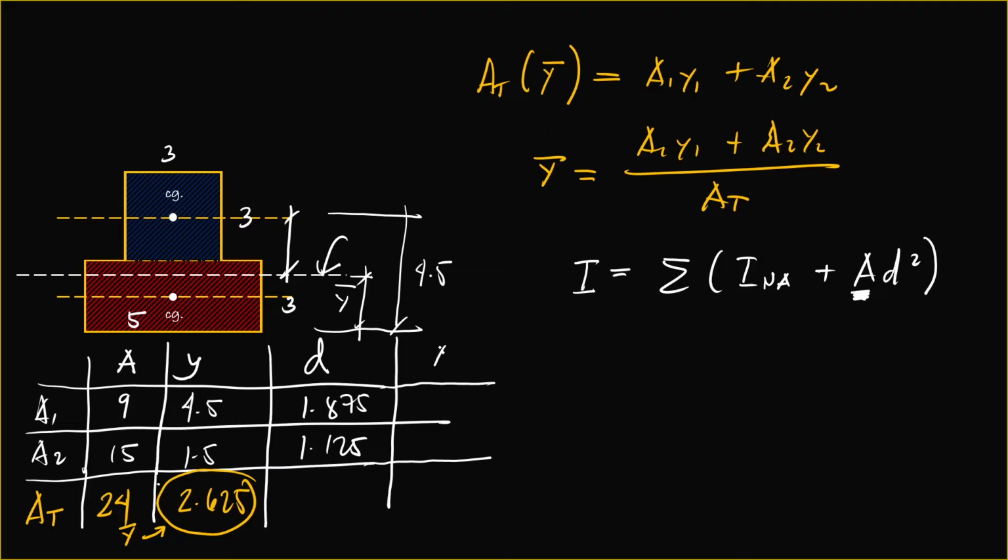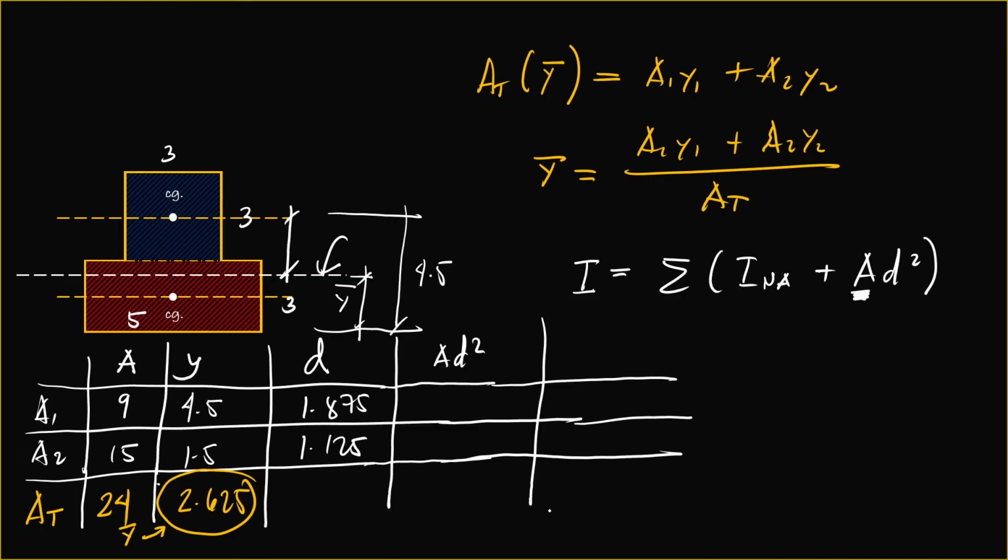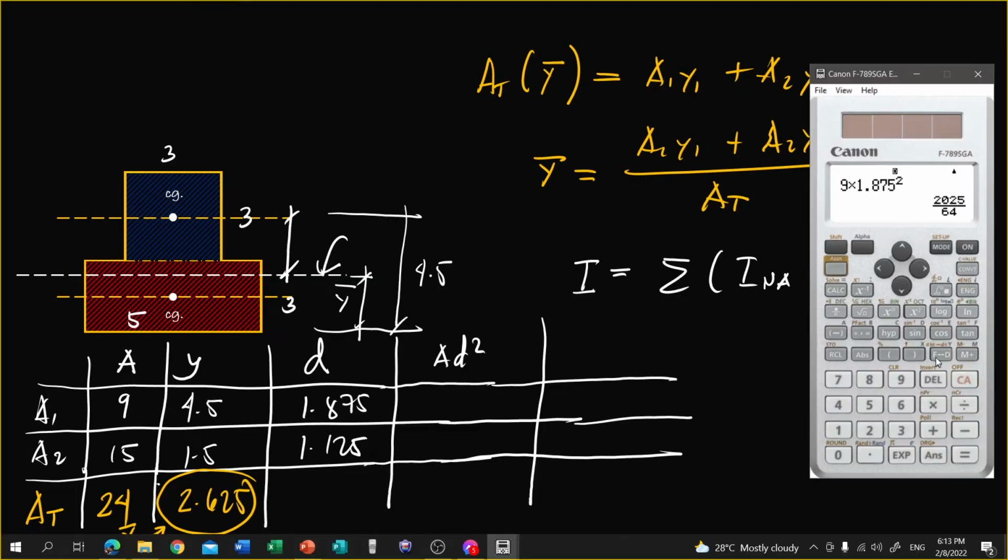Now we can get the AD squared. What's your AD squared for A1? Your A is 9. The answer is 31.640625. I'll store everything in the calculator because I don't want to write it all down. You should know how to store.